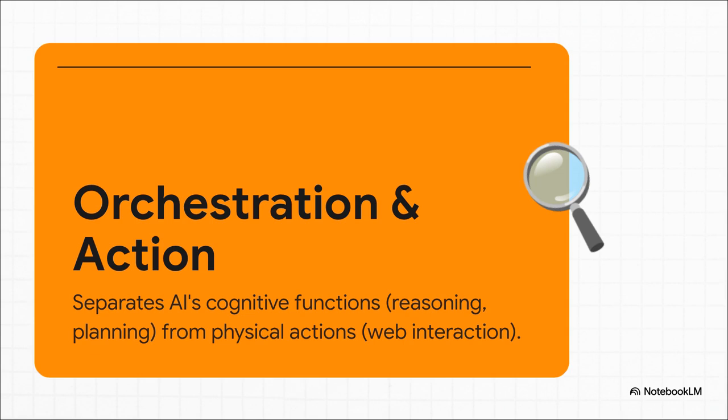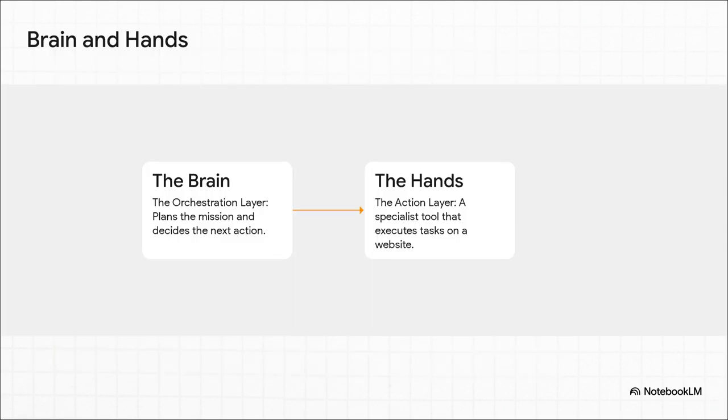All the AI's cognitive heavy lifting, the planning, the reasoning, the strategy, that's kept totally separate from the tools it uses to actually interact with the world, like a web browser. So let's break that down with our metaphor. You've got the brain. That's your orchestration layer. Think of it as the mission commander, the strategist. It takes your high-level goal, breaks it down into steps, and figures out what needs to happen next. And then you've got the hands. That's the action layer. This is a specialized tool that is an absolute expert at one thing. In our case, flawlessly clicking buttons, typing in fields, and scraping text from a website.